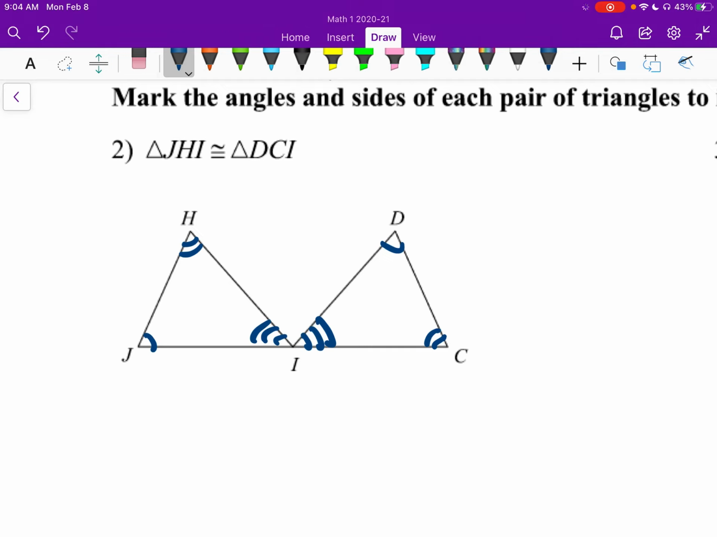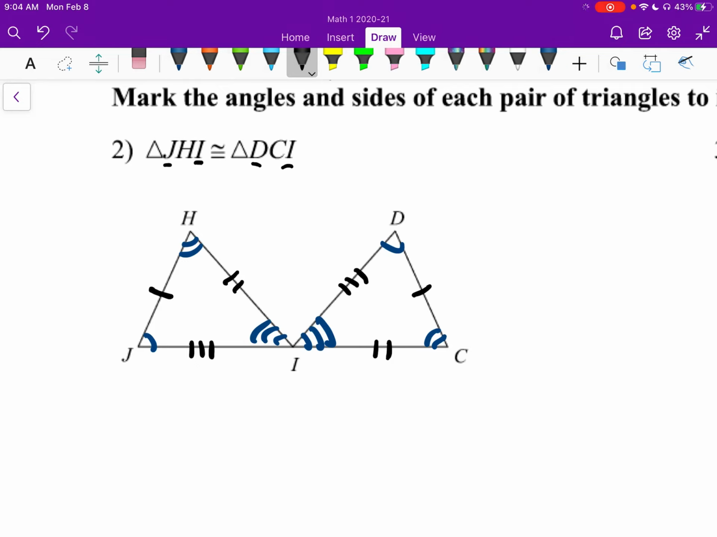Now we need to move to the sides. JH is congruent to DC. HI is congruent to CI. And then the last side gets the 3 tally marks. All right. We'll check the last side just because. The last side is going to be IJ, yep, and ID. So there we are. That's our answer.